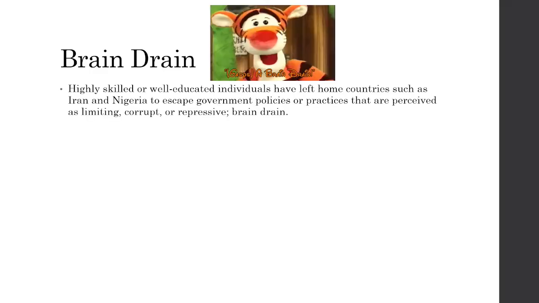All right, let's talk about brain drain. I briefly touched on this earlier, but we're going to go into it a little bit more in depth. So, brain drain involves highly skilled or well-educated individuals, your big brains, leaving their home countries, such as in Iran and China, to escape either government policies or practices that are perceived as limiting, corrupting, or repressive. So, they may see that the current state of government or their country is not promotive of their education or their career. So, they're going to leave the country to pursue better economic and living opportunities.